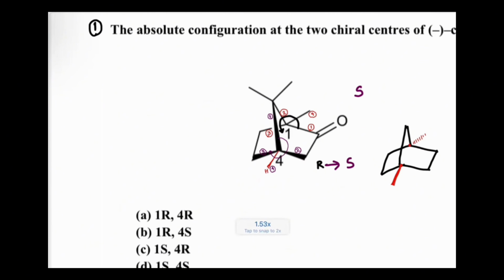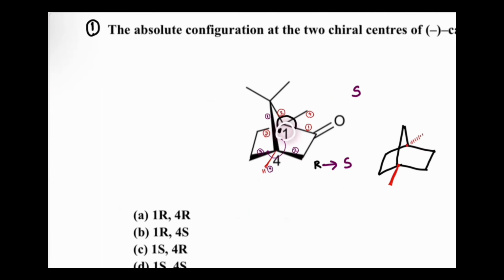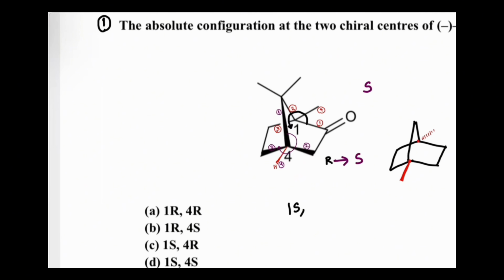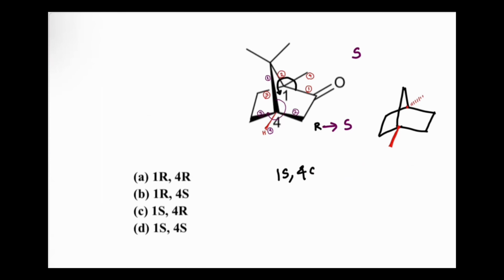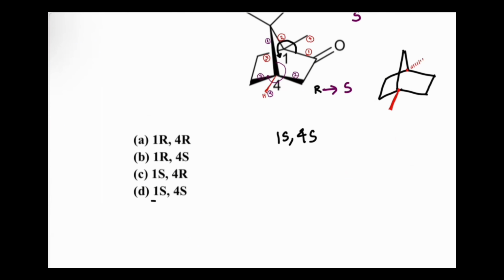So we are getting in the first carbon the configuration as S, so 1S. And in the fourth carbon also we are getting the configuration as S. So the configuration is 1S and 4S. So the answer will be 1S and 4S. The answer will be T.